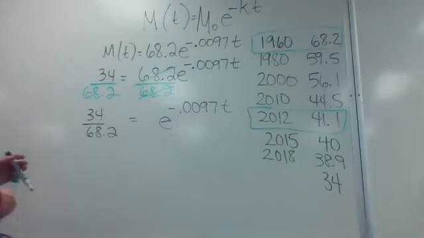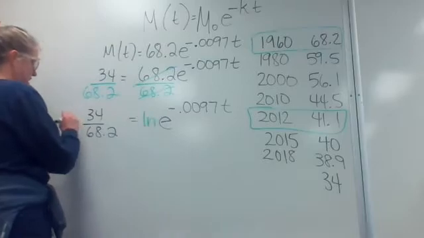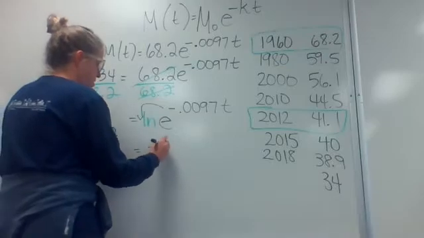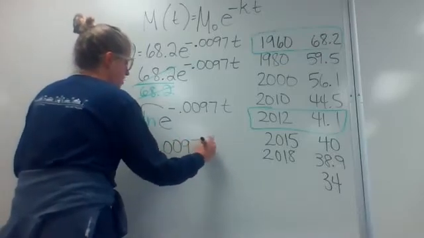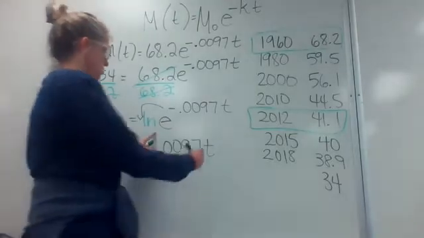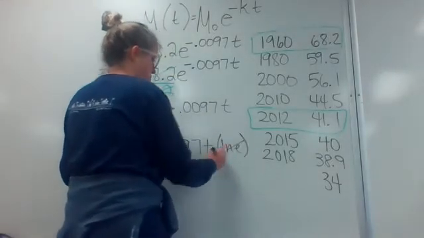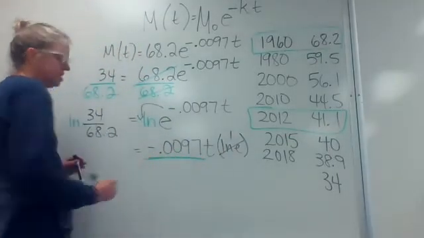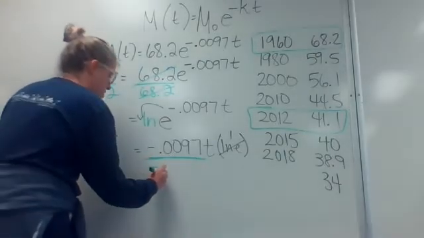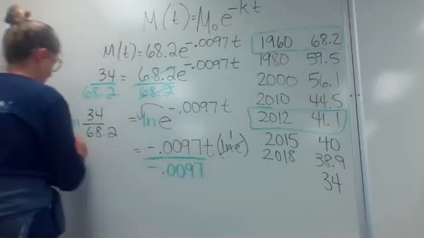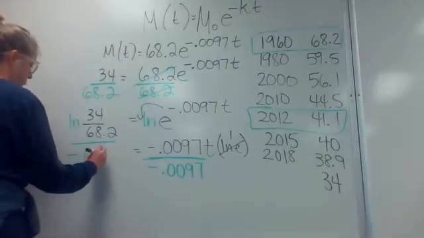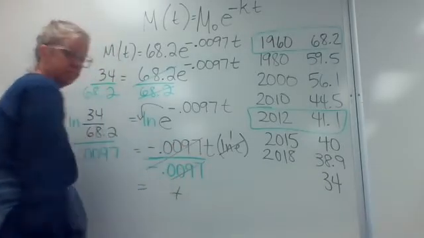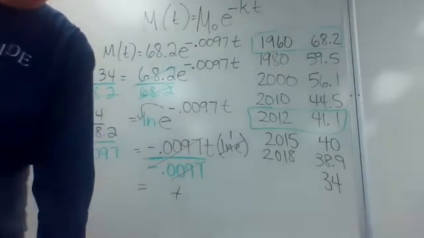So now you want to bring down this exponent. So you're going to ln both sides. That'll bring down the exponent. So now you have negative 0.0097 T times ln of e. But remember, that's 1. So what do I need to divide by in order to get that T by itself? Negative 0.0097. So there's my T. And this one, we're rounding to the nearest whole number.